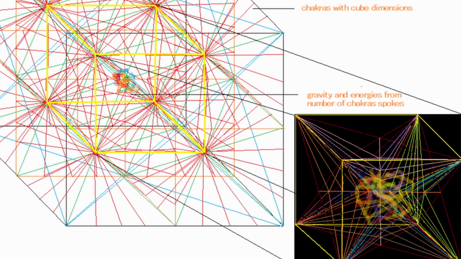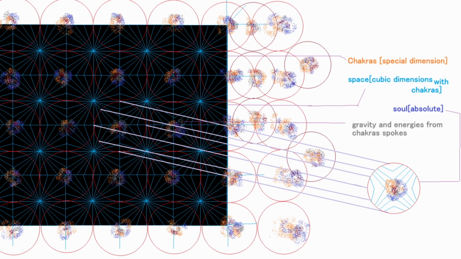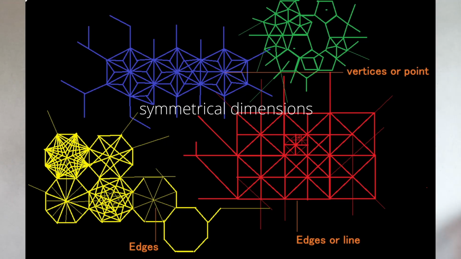Okay, I am showing now like this. And if the wheel dimension has no spokes, it is like a symmetrical space. The symmetrical space has no extra spokes. These are the symmetrical dimensions.